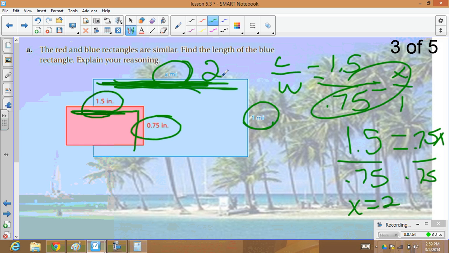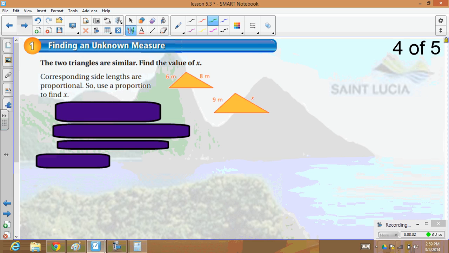Okay, and for this slide, 3 of 5, I would like for you to draw these two rectangles out and then show the work that I showed you on the right hand side. Oops, sorry about that. Alright, here's slide number 4. If I move too quickly through slide 3, just go back, rewind a little, and pause it until you're all set.